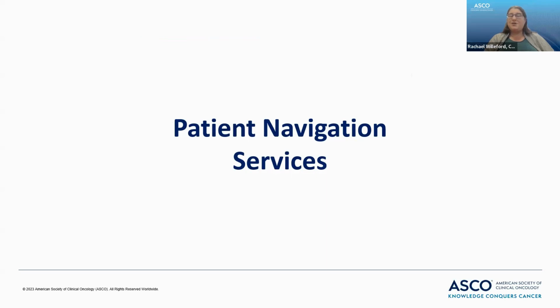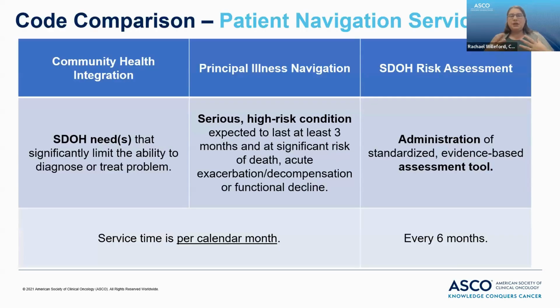Specifics for documentation, starting with patient navigation services. Looking at the codes themselves, for community health integration, think about social determinants of health needs. For principal illness navigation, it's going to be a serious, high-risk condition, again expected to last at least 3 months, with the patient at significant risk. The social determinants of health risk assessment, while revolving around social determinants of health, is the actual administration of an assessment tool. That assessment tool must be standardized and evidence-based. CMS gives several examples of these tools. For community health integration and principal illness navigation, the episode of care is per calendar month. Social determinants of health risk assessment will be every 6 months.